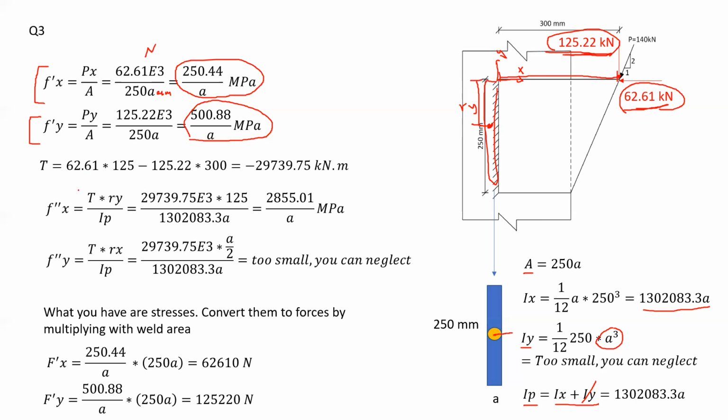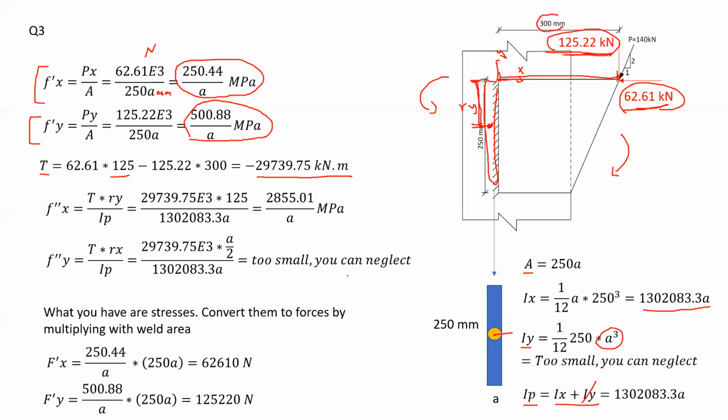So first of all, if we consider the torsion, I have 62.61 multiplied by 125. What's that 125? Again, that's Ry. Here is 125. And of course, it would cause a rotation in this direction, counterclockwise. So therefore, it is positive. However, the other force would cause a negative rotation, clockwise rotation. So it is negative 125.22 multiplied by 300. 300 is the moment arm R. Now from here, it appears that the torsion is equal to this value as shown in here.